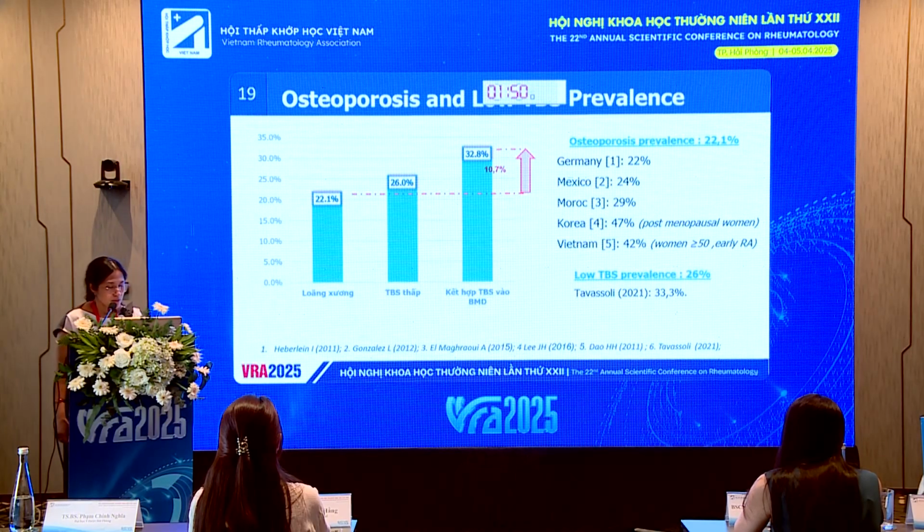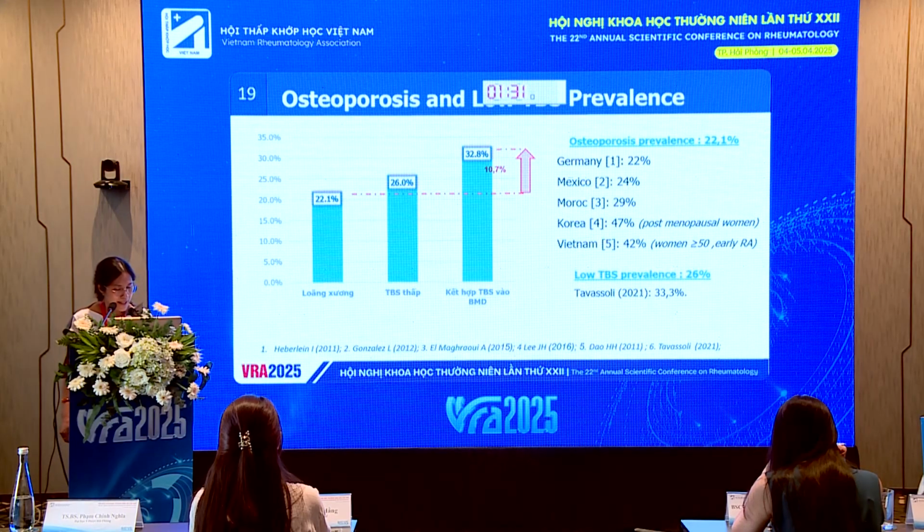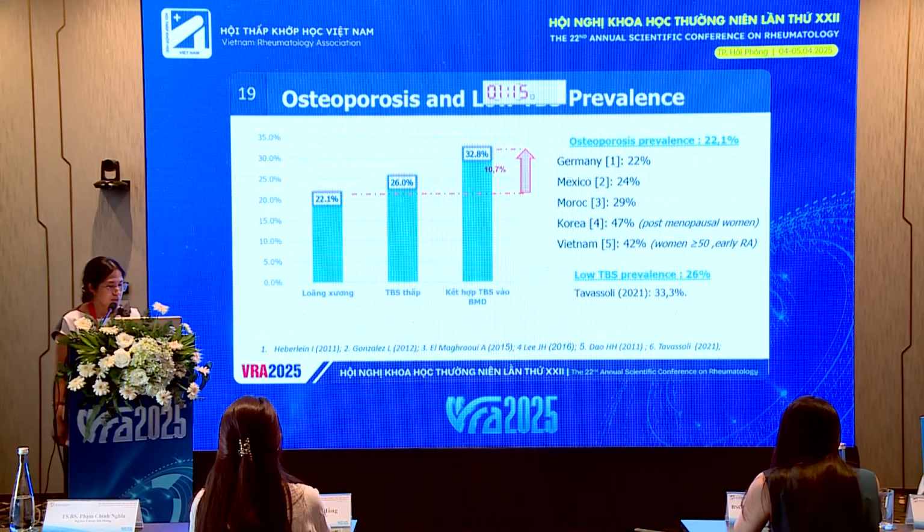Our study's prevalence of osteoporosis is in between some reported in RA populations in Germany, Mexico, and Morocco. However, it's a little bit lower than the Korean studies or another study by our colleague, Đào Hồng Hạnh, which includes only postmenopausal women or women more than 50 years of age with early RA. Our low TBS prevalence is 26%, which is a little bit lower than internationally, and the discrepancy may be related to the characteristics of the population, the technical use of the BMD machine, or the reference ranges.